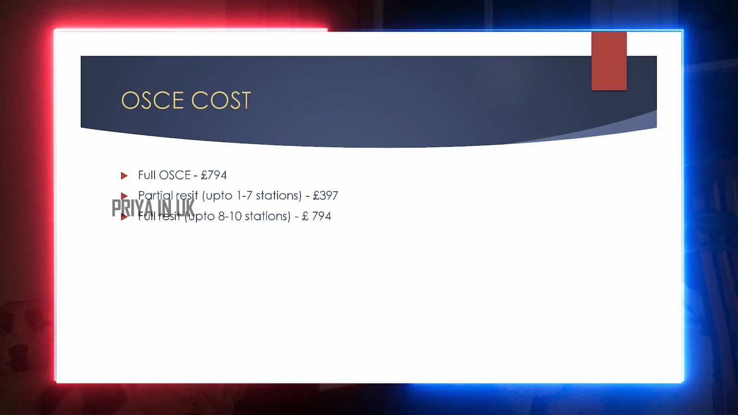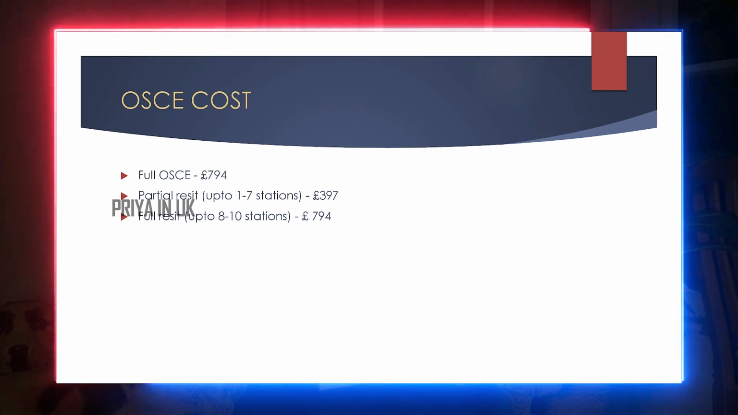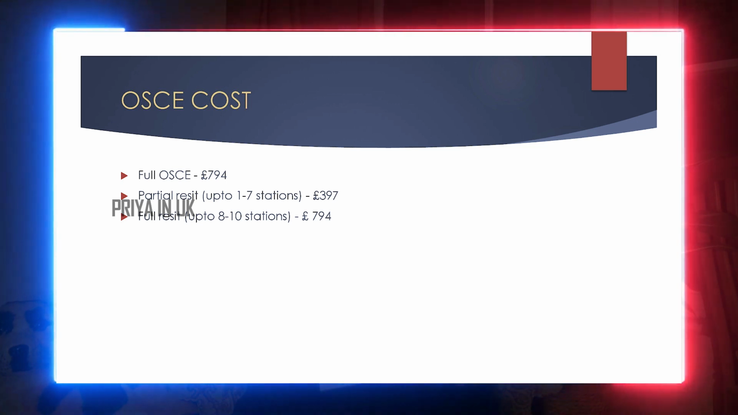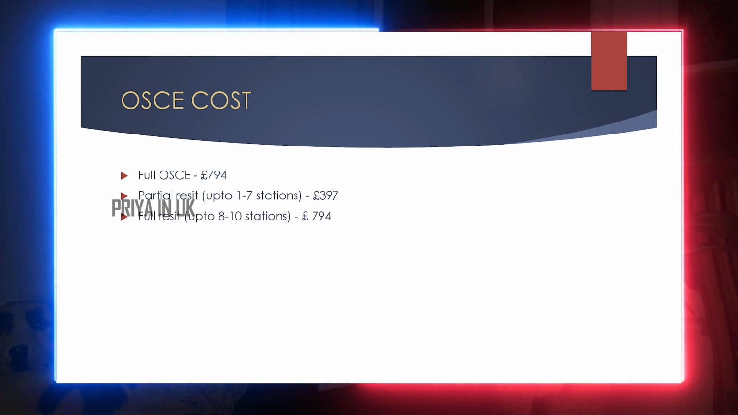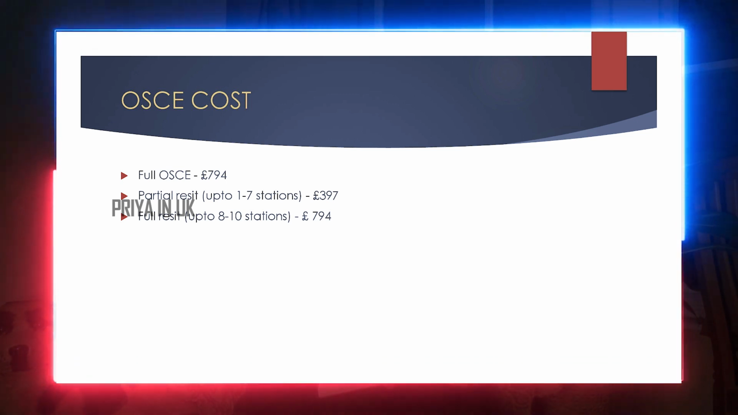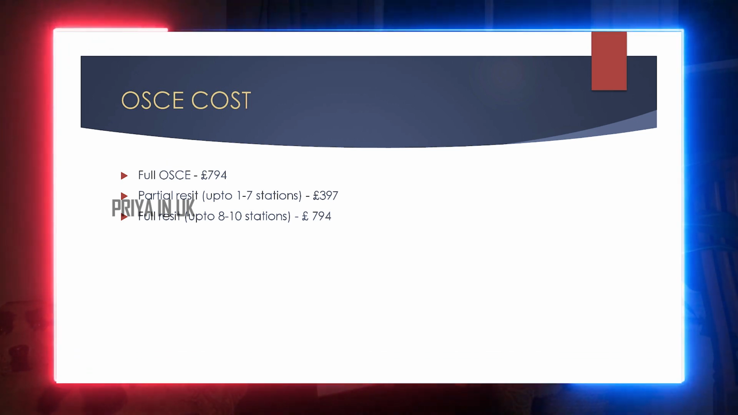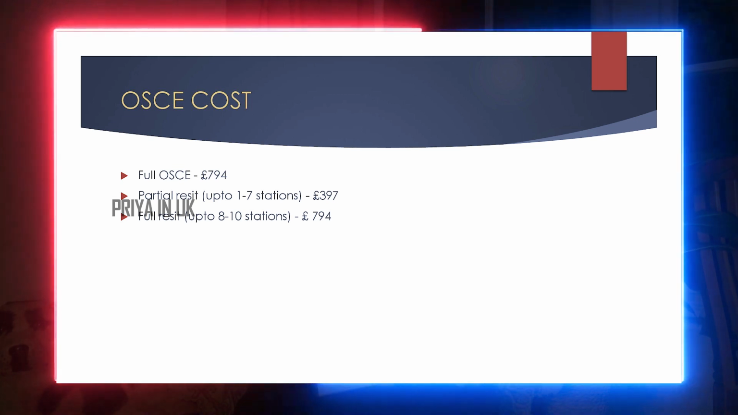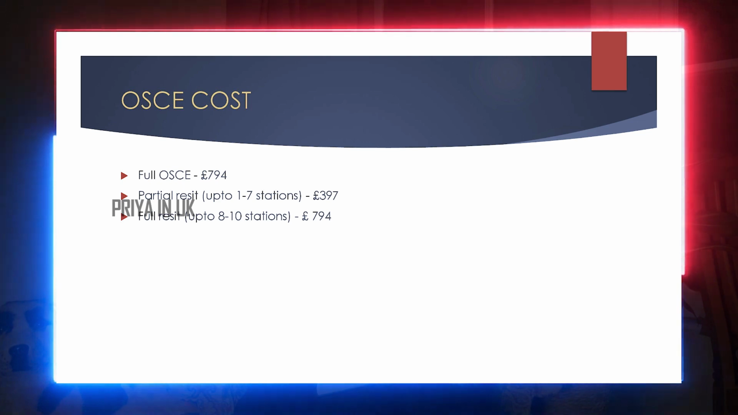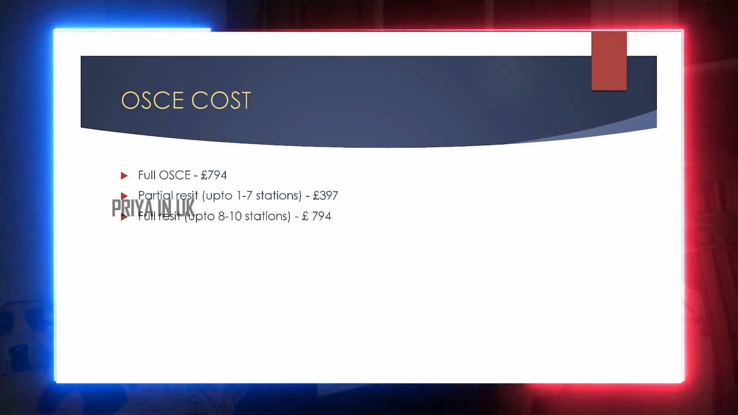So if you want to resit your examination for stations 1 to 7, you will need to pay 397 pounds for a partial resit. Just in case you need to resit the full OSCE, which includes stations 8 to 10, you will need to pay the full OSCE amount, which is 794 pounds.